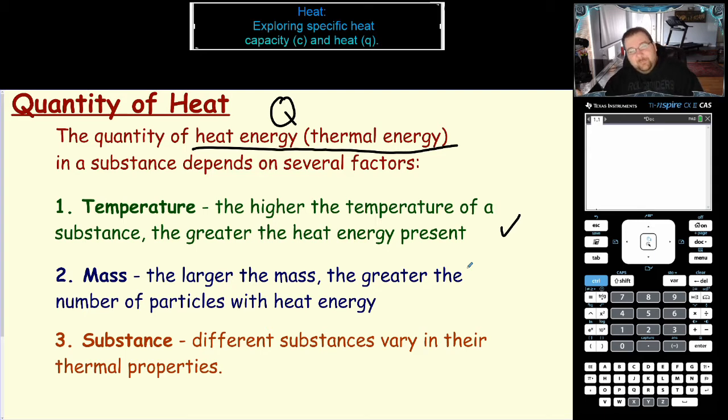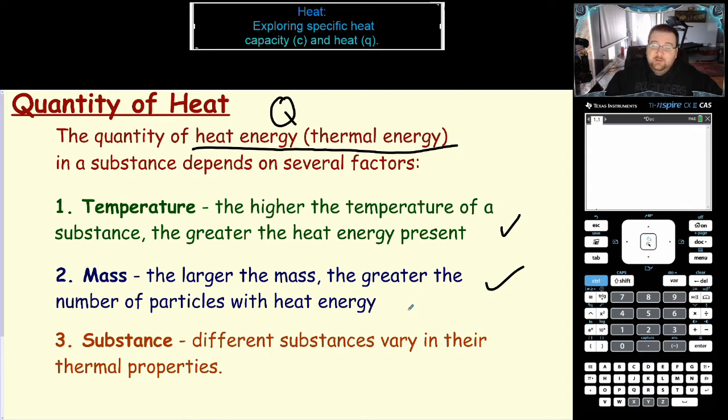The more temperature something has, like if you have something that's 100 degrees Celsius versus something that's 15 degrees Celsius, assuming it's the same substance, well, the one that's 100 degrees Celsius is going to have more heat energy. It's going to have more thermal energy. The next thing that matters is the mass. The larger something is, the more energy that thing is going to have.